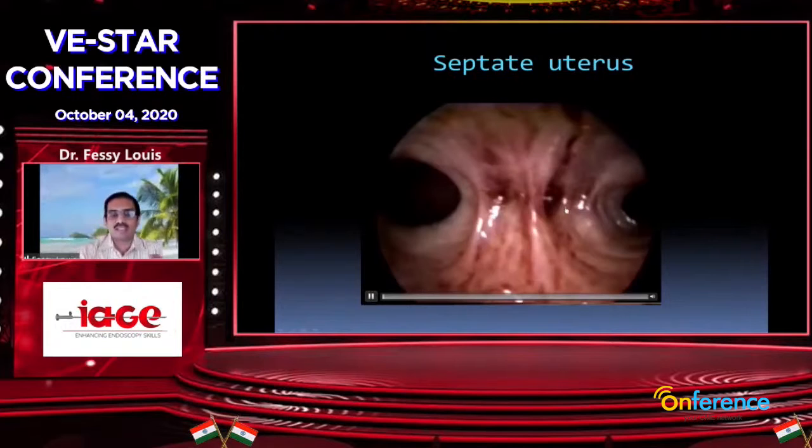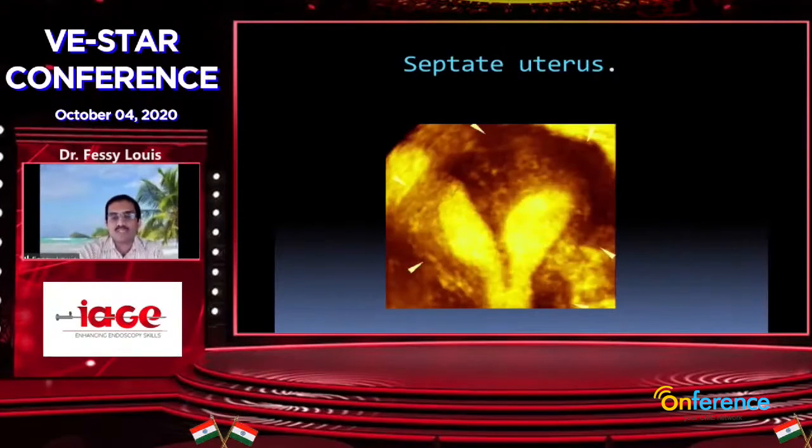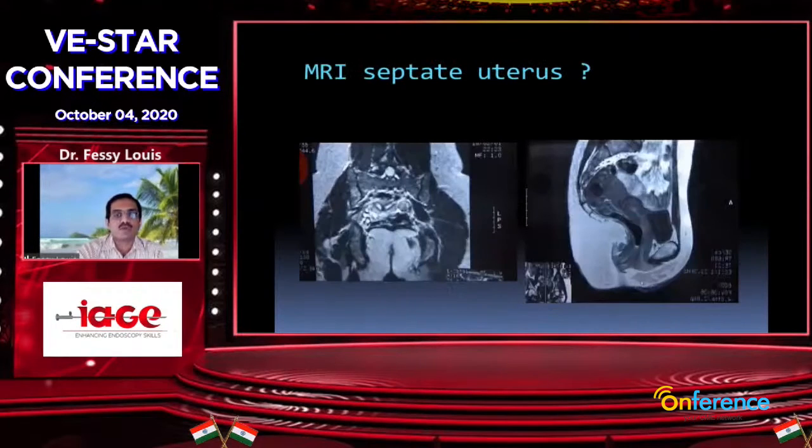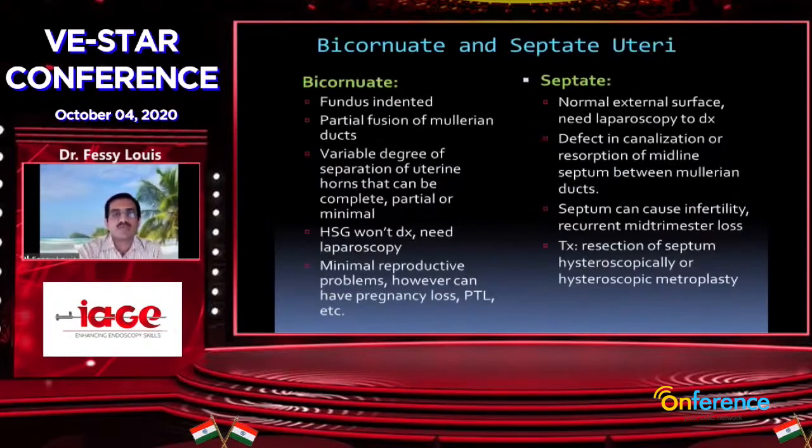And this is just put for completion's sake. Nowadays, people do not do much carbon dioxide because we cannot do the treatment part along with that. This shows a laparoscopic picture where the fundus will usually be broad, and a septate uterus we can diagnose by 3D ultrasound, also by MRI. But if you have a good 2D ultrasound, that is enough for the diagnosis.